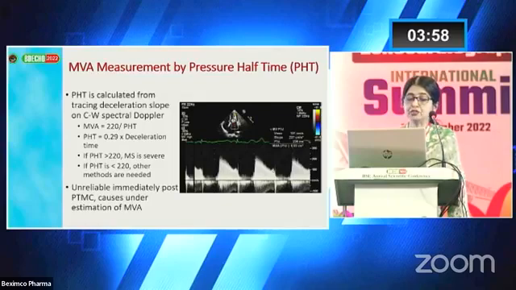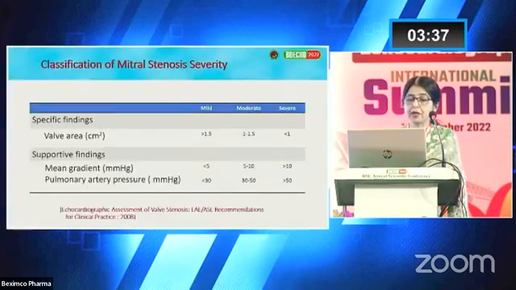Mitral valve area is 220 divided by pressure half time. When pressure half time is more than 220 milliseconds, then mitral stenosis is considered severe. And if pressure half time is less than 220, then another method is needed to assess the severity. And it is unreliable immediately post-PTMC because it causes underestimation of the mitral valve area.